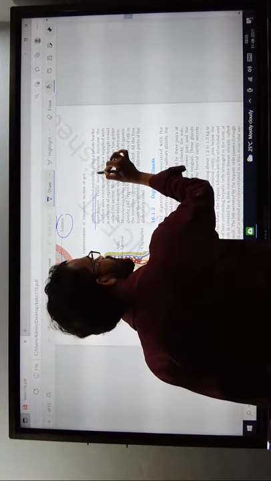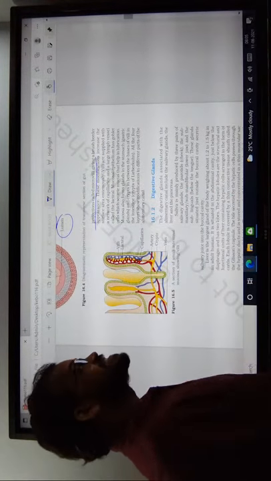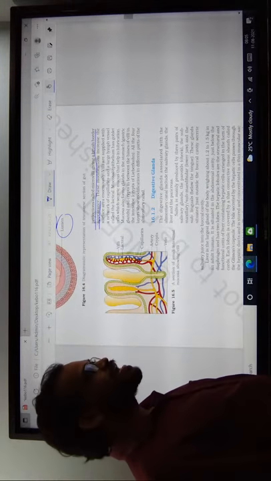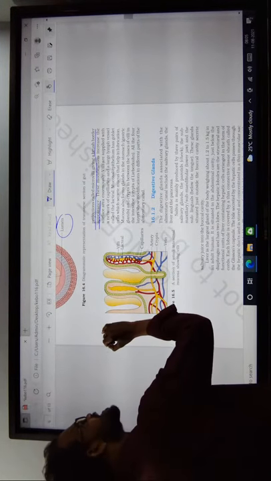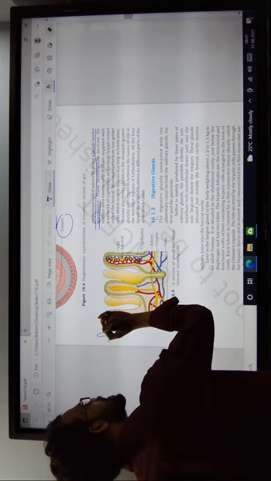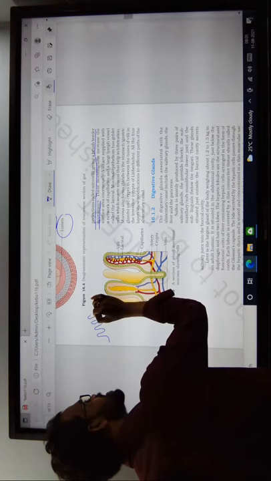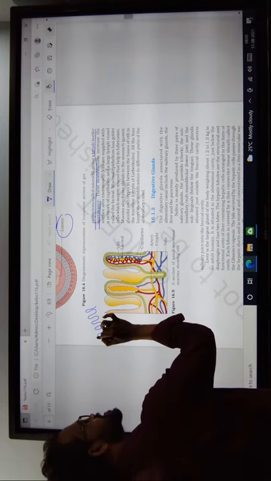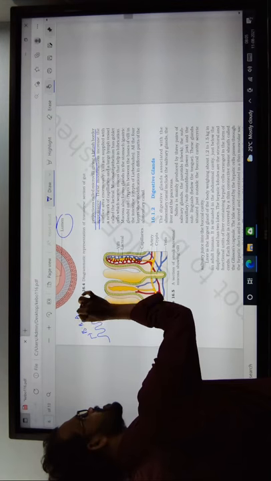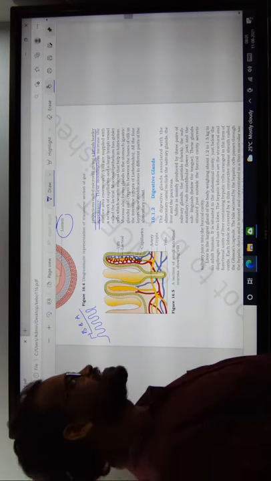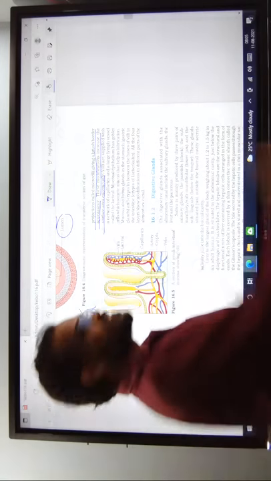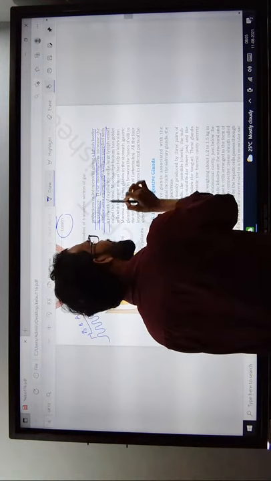Microscopic projections are known as microvilli. This microvilli gives the brush border appearance. What is the brush border appearance? It is a modification for increasing the surface area.